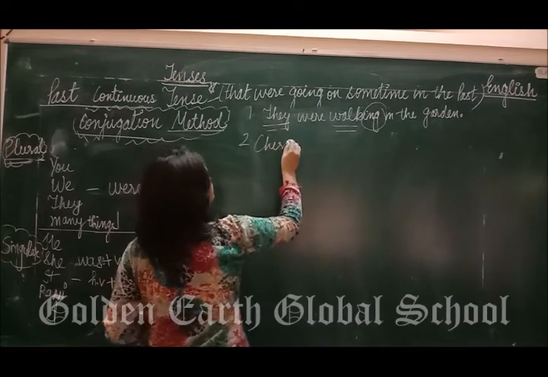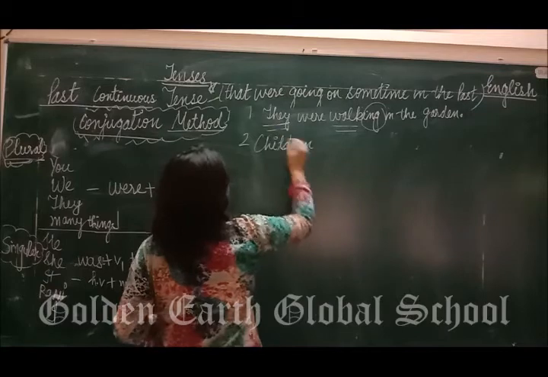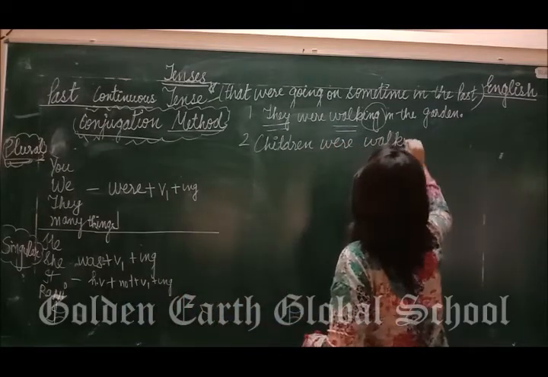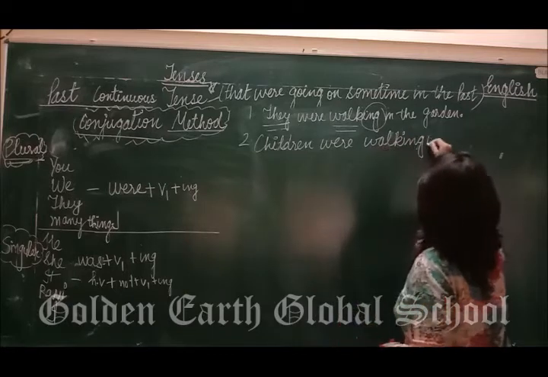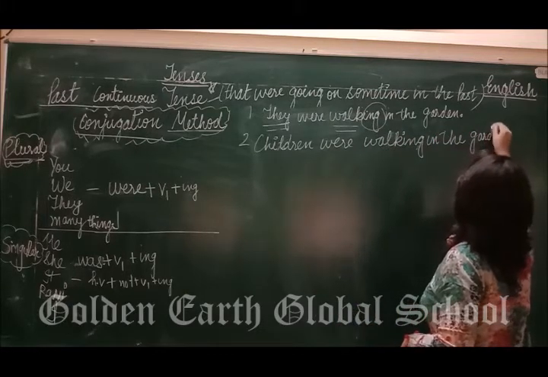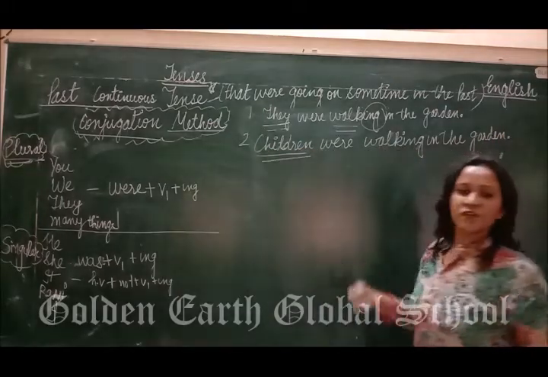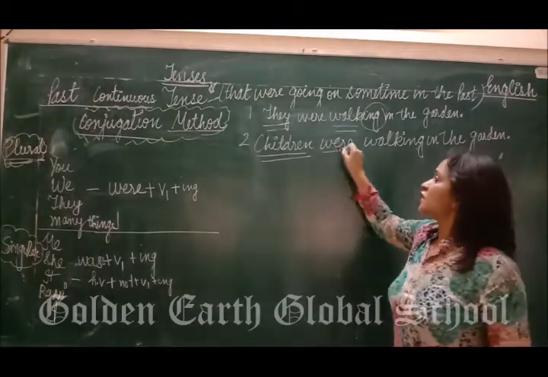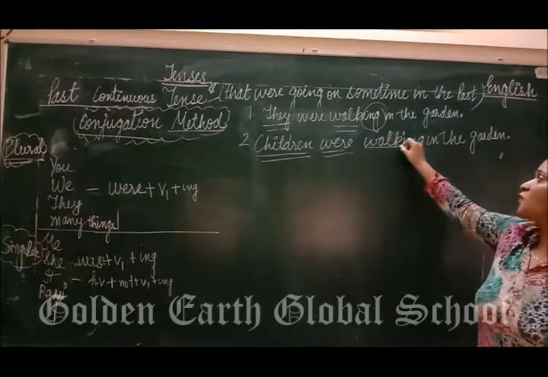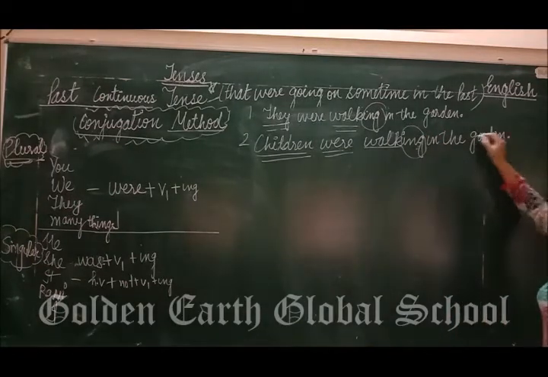Children were walking in the garden. We are talking about children. For children, what helping verb have we used? Were. First form of the verb plus ing, in the garden. Right?